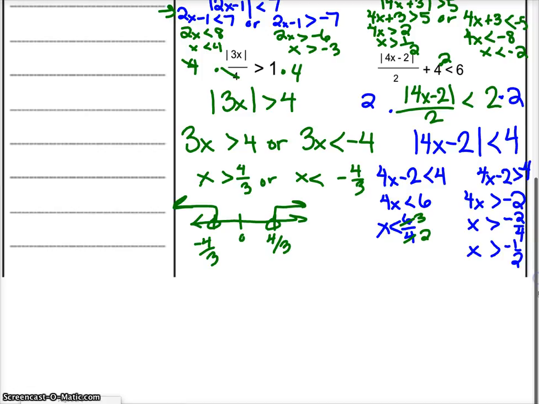Now imagine graphing it. 3/2 would be about right here, let's pretend. It's 1.5. 3/2 is 1.5. If I'm less than, I'm going this way. Bigger than negative 1/2, I'm going this way. They smush together. That's an "and" graph. Okay?